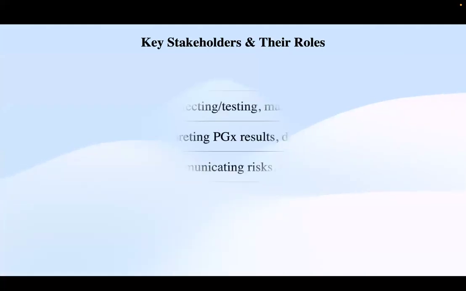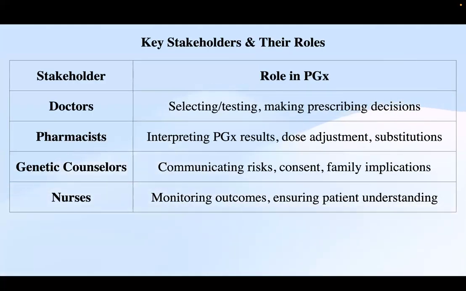So who are the key stakeholders here and what are their roles? We have doctors, pharmacists, genetic counselors, nurses, right? In pharmacogenomics, if we focus on doctors, the role is selecting tests and making prescribing decisions, okay? And the role of pharmacists, please, all eyes on the role of the pharmacist. You can see here: interpreting pharmacogenomics results. So if you are a pharmacist or becoming a pharmacist, please know it is your responsibility to interpret pharmacogenomics results. That is the exact reason behind this course. The role of the pharmacist here is interpretation of results, dose adjustments, and substitutions as well.